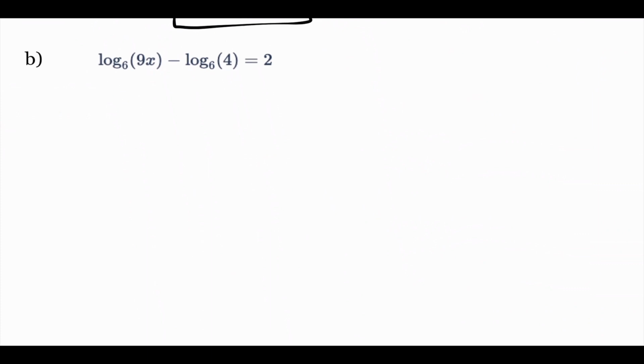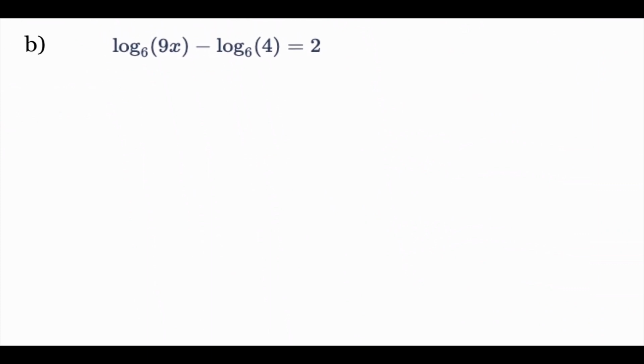Okay? All right, let's try B now. It's a regular log. How do I know it's a regular log? Because it says log. It doesn't say ln, right? Regular logs just say log. LNs are natural logs.